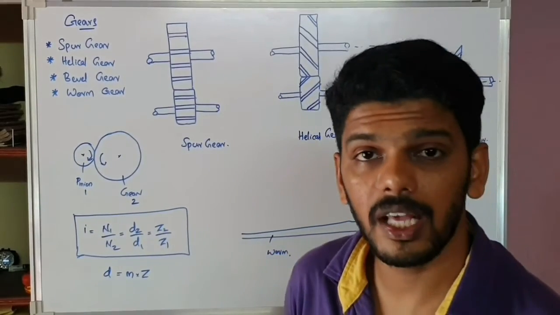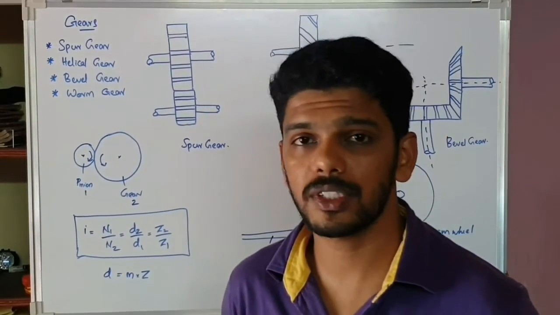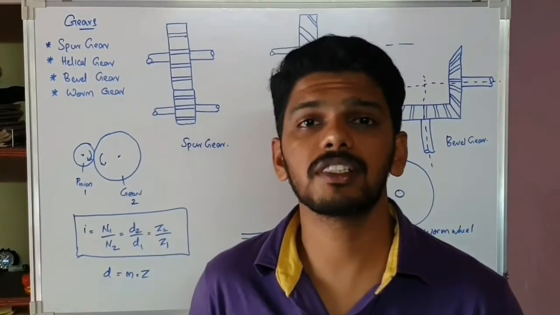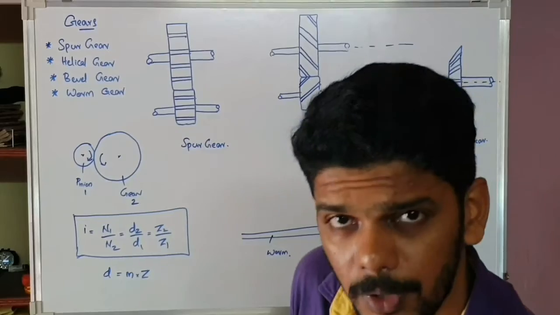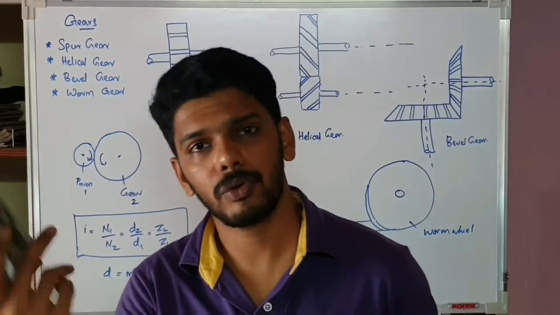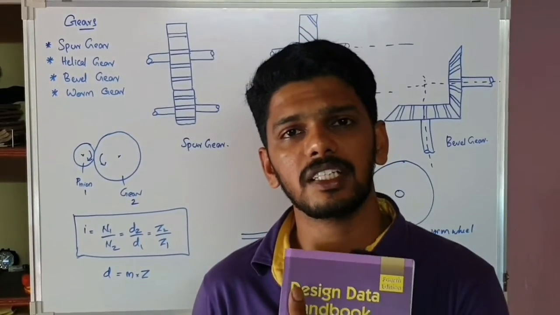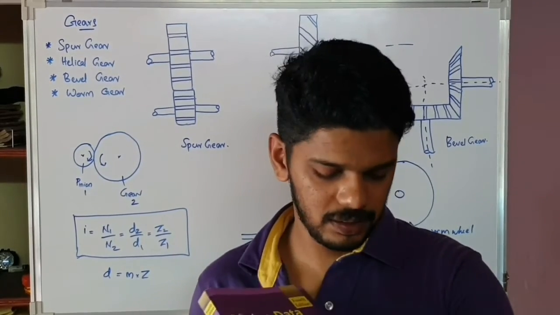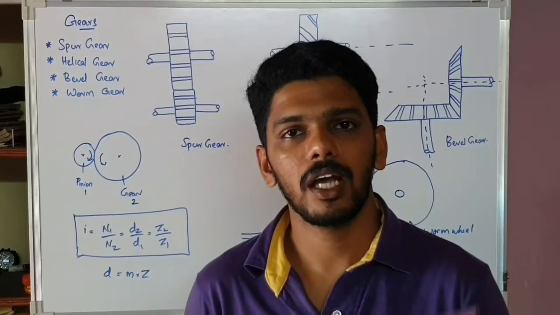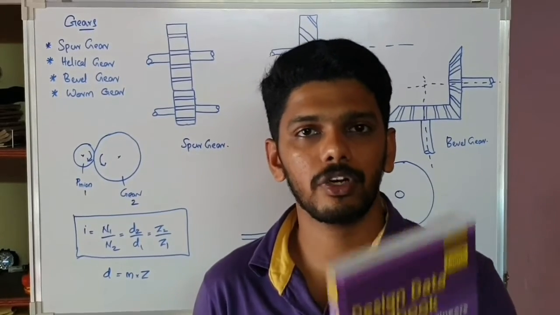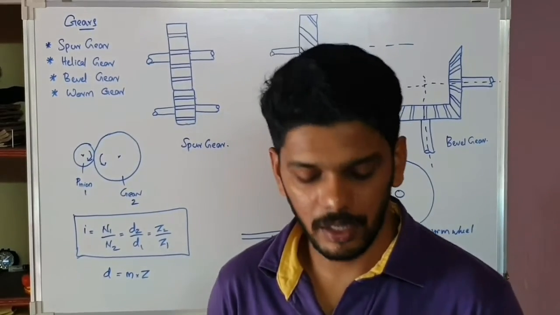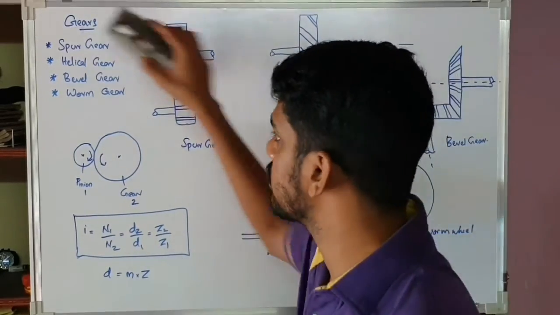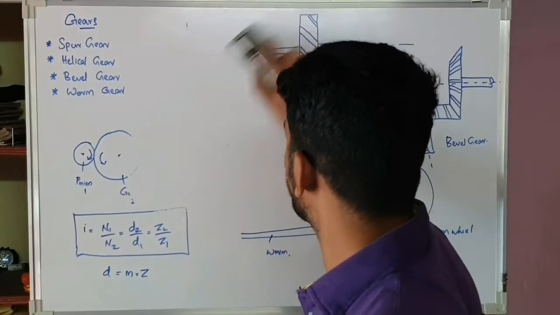For a design, you need a handbook. We can do a design without a handbook by memorizing the equations, but it's very difficult since you are doing a lot of design problems. That's why handbooks were developed. So use a handbook of your choice. I am using the Design Data Handbook by CBS Publications, and the author is K. Mahadevan. I am using this design data book for demonstration, for the design of spur gear first. Okay, let's go for the design of spur gear.